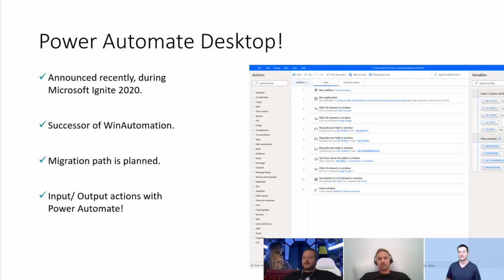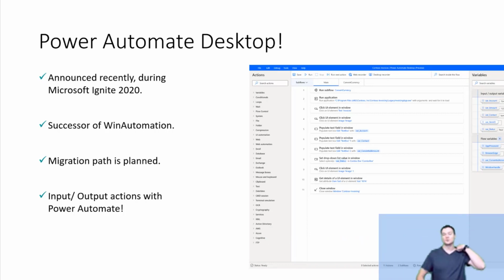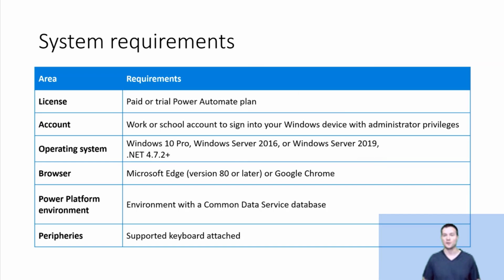So maybe the question is, what do you actually need to start working with Power Automate Desktop? There is a set of requirements that the machine and the user have to follow. First, we need a paid or a trial license for a Power Automate plan. To trigger the RPA on the Power Platform, we need to use an action in Power Automate. Power Automate is the orchestrator that starts RPA processes on the local machines, and the RPA action is a premium one. Therefore, we need this paid or trial plan.